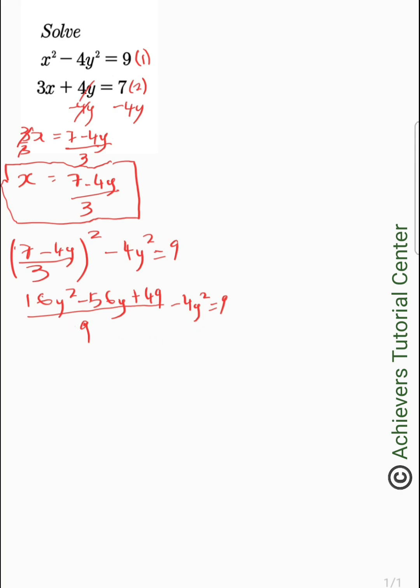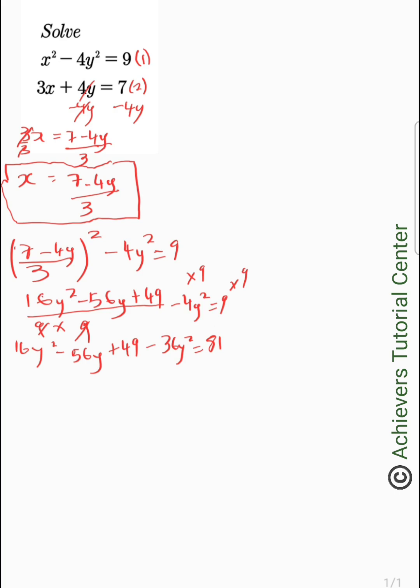So let's kill our denominator. We can do that by multiplying by 9 on this side, and multiplying this by 9, and also multiplying this by 9. So this 9 will cancel this, and we are just going to be left with 16y squared minus 56y plus 49 minus, so 4y squared multiplied by 9, that will give us minus 36y squared, equals 9 multiplied by 9, that is 81.